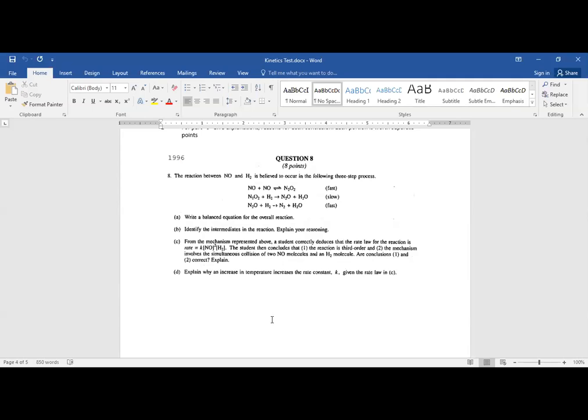Here we go. Wait, isn't there a nitrogen left over too? Oh, and plus N2, thank you, yes. 2NO plus 2H2 gives 2H2O plus N2.